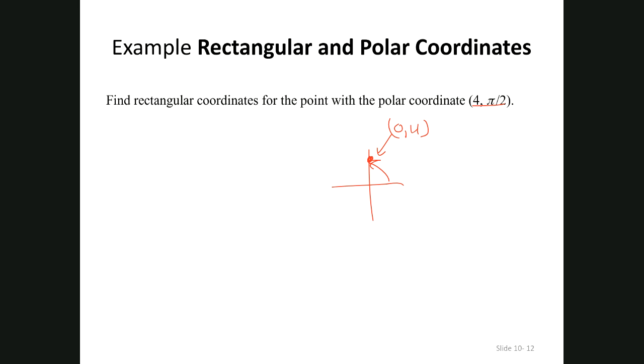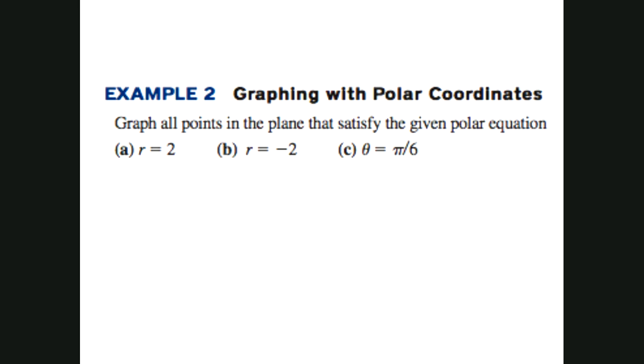Okay. Now, it gets a little bit more complicated when we start graphing all the points in the plane that satisfy the given coordinate. So if I wanted to graph all of the points where r is equal to 2 in polar coordinates, what do you think the graph would look like?